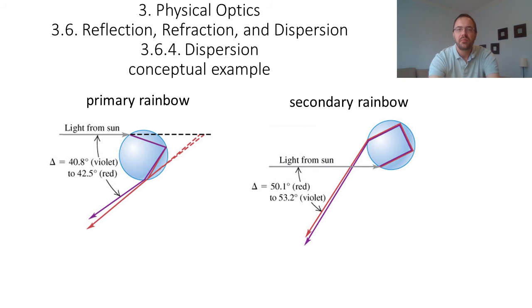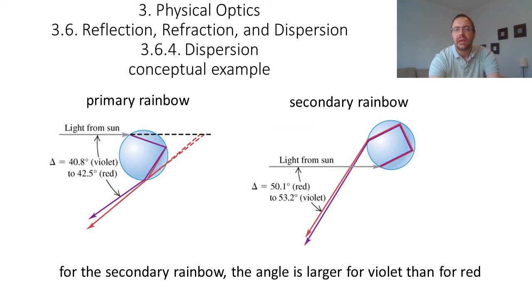Now for the secondary rainbow, there is a second reflection inside the droplet, and this happens for a smaller fraction of light that arrives at the very bottom of the droplet. And the light is dispersed even more because it travels more distance in the droplet, and the red colors emerge at an angle of 50.1 degrees, and the violet colors at an angle of 53.1 degrees. And so for the secondary rainbow, the angle is larger for violet than for red.